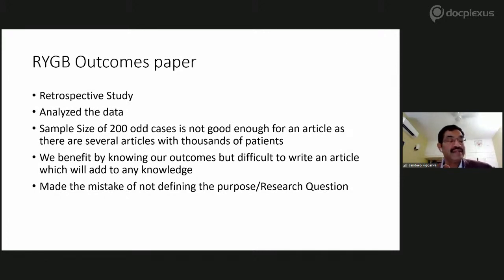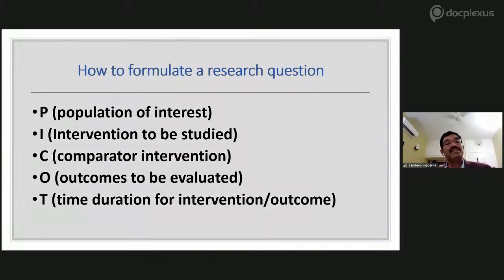But I think we made the mistake of not defining the purpose or the research question before starting this analysis. So this is what I'm saying: you must have one clear question before you start your study. This is the thing I was talking about. I will not go into detail as these will be covered in the subsequent lectures.